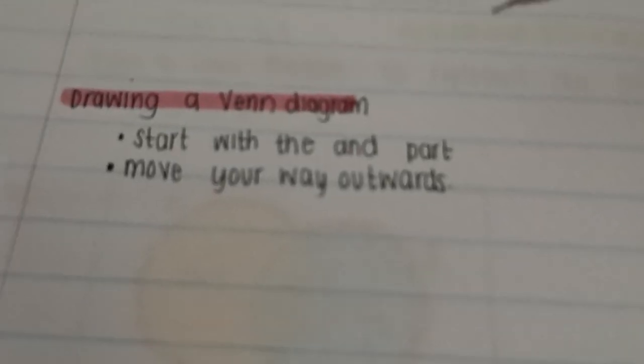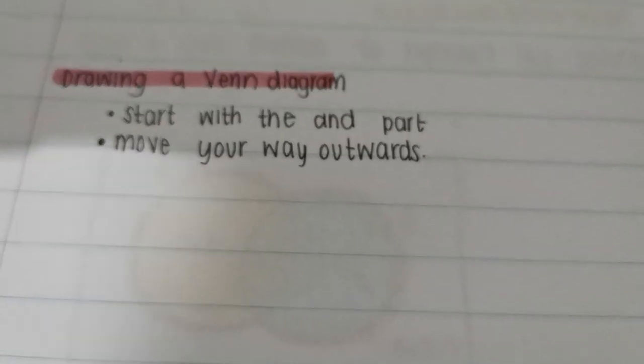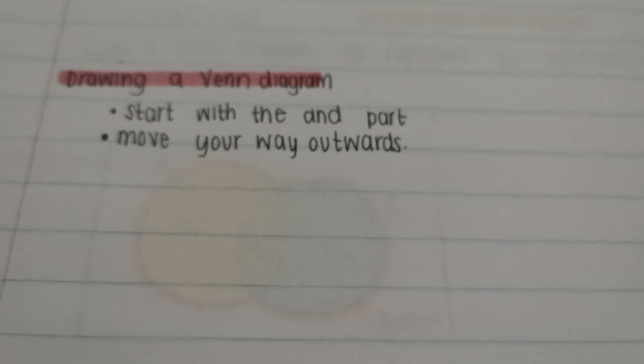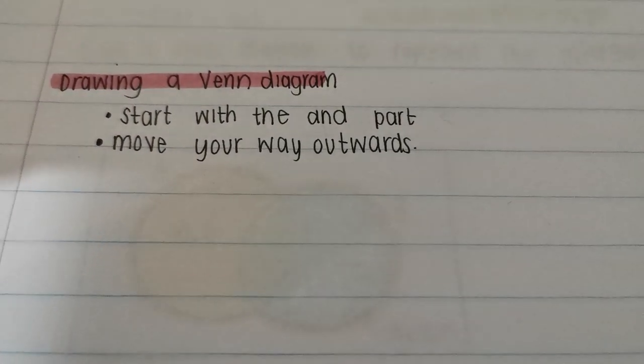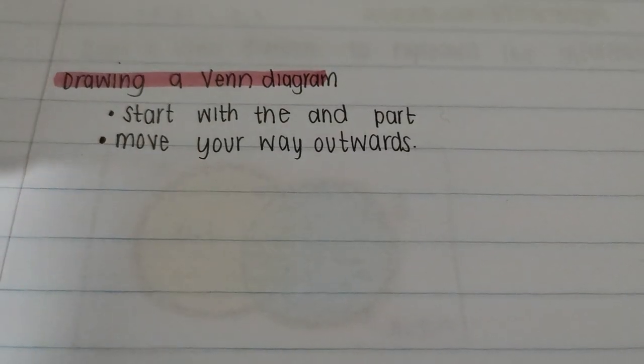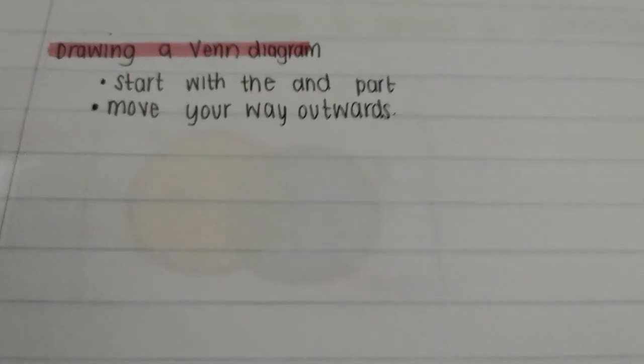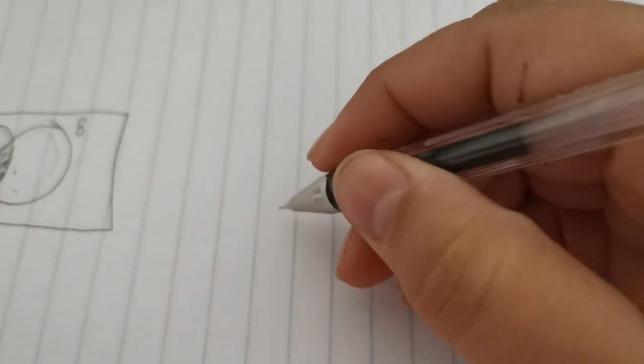I said, when you're drawing your Venn diagram for that, start with the "and" part, and then move your way outwards. So that part where I said the people that are using Twitter, Instagram, and WhatsApp, that's an "and" part. Let's scribble this down, okay? I didn't actually do an example of that in here.